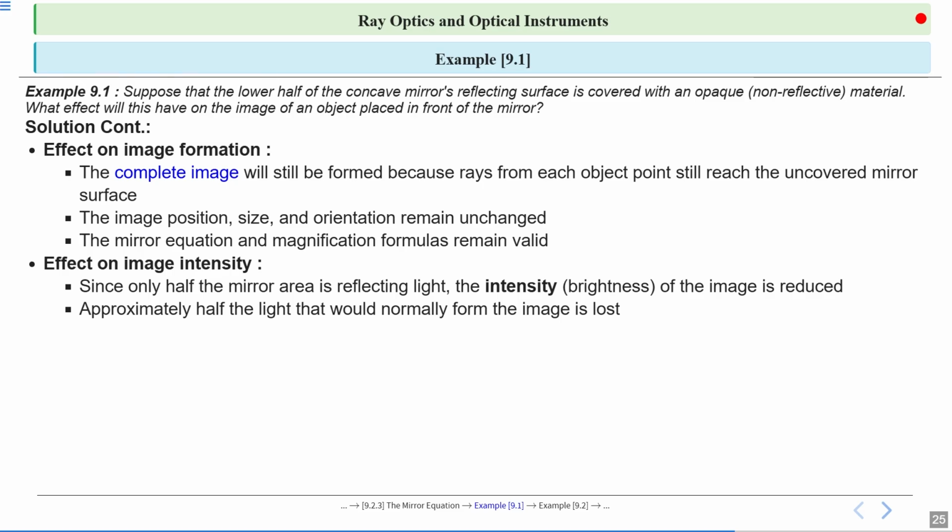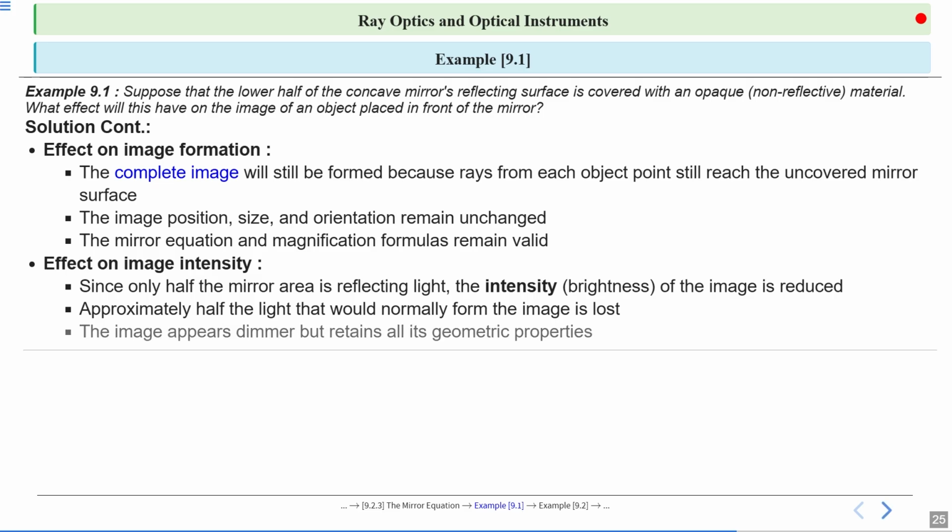Initially all the rays falling on the mirror are reflecting. Now we have covered half the mirror, so half of the rays are lost, due to which the image formed is of less intensity. The image appears dimmer but retains all its geometrical properties. The geometrical properties, that is position, size and orientation, will not change, but it will become dim.